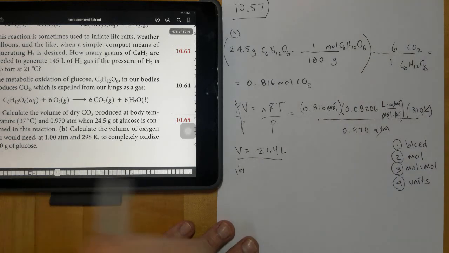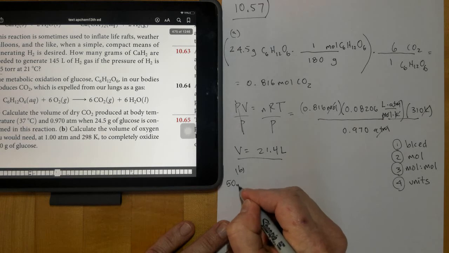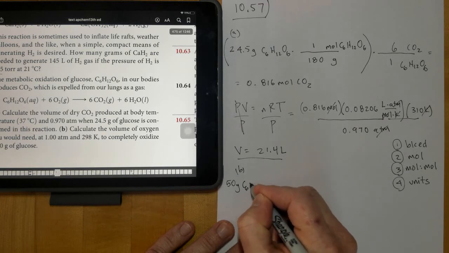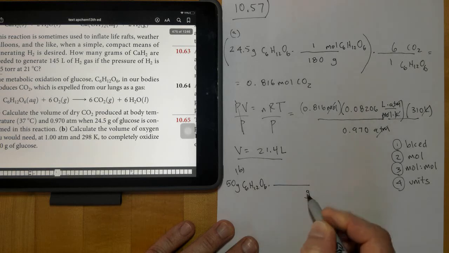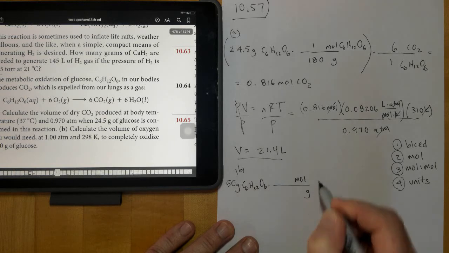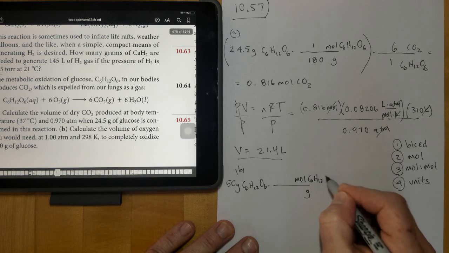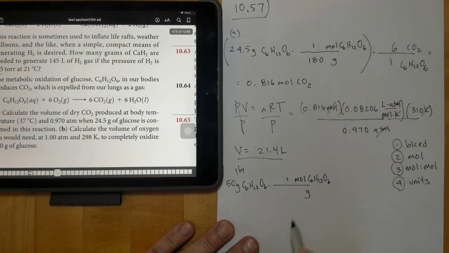So we're given 50 grams of glucose. So way over here on this side, I'll put the 50 grams of C6H12O6. Multiply sign, put a line. Grams of glucose in a position where it's going to cancel. Moles of glucose as my new set of units. And for every 1 mole, there are 180 grams. Remember, I added that up on the periodic table up here.